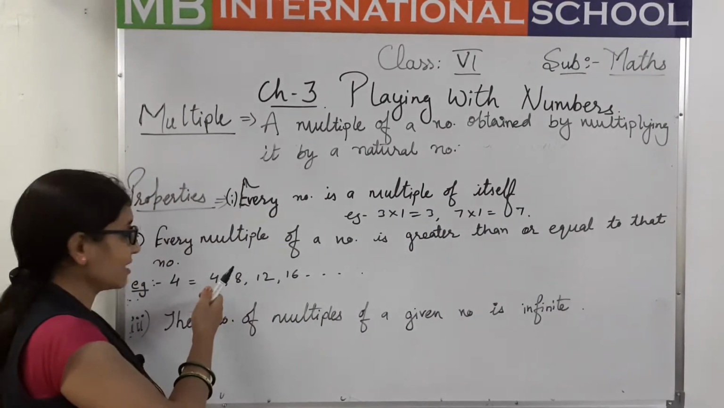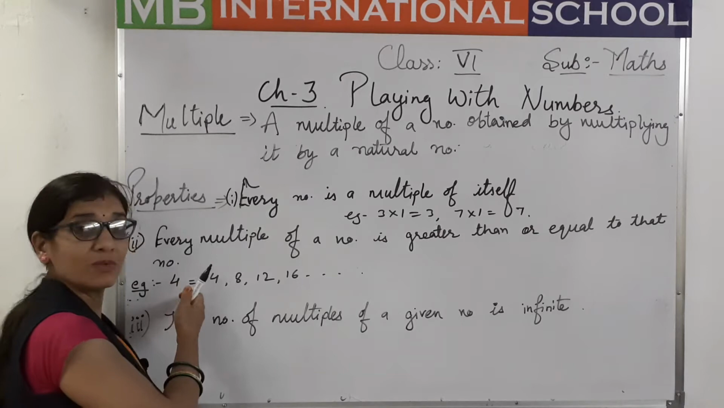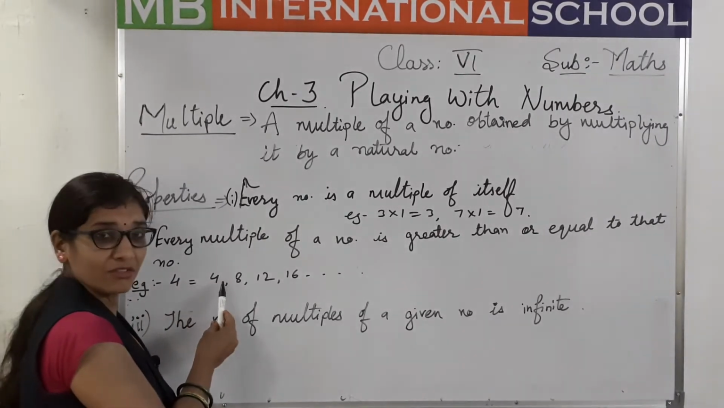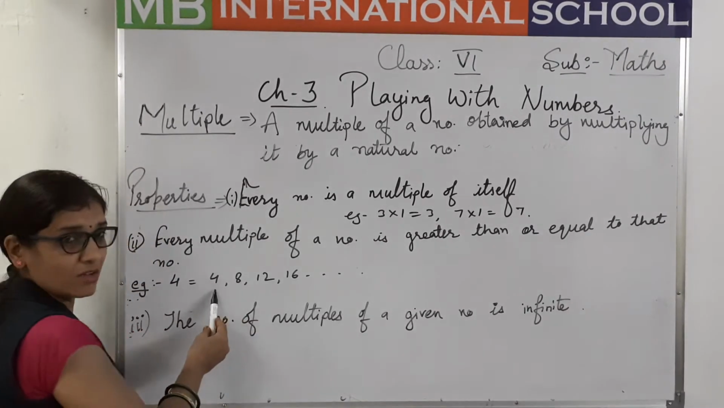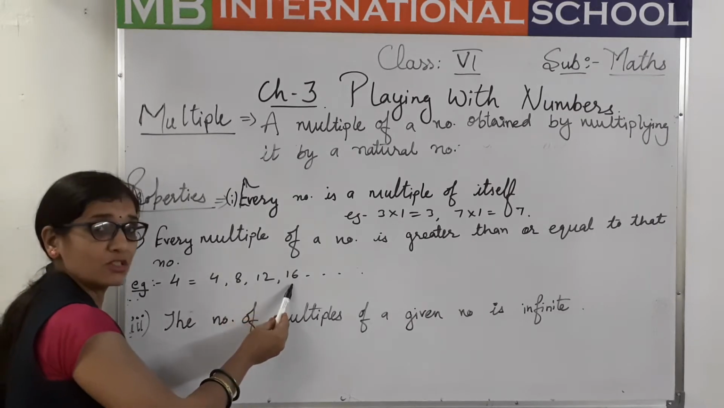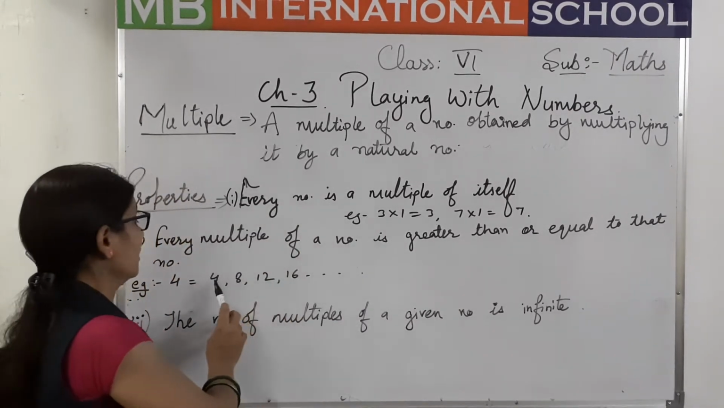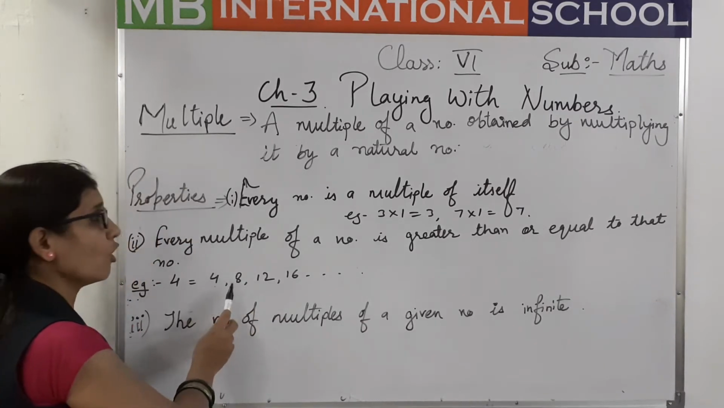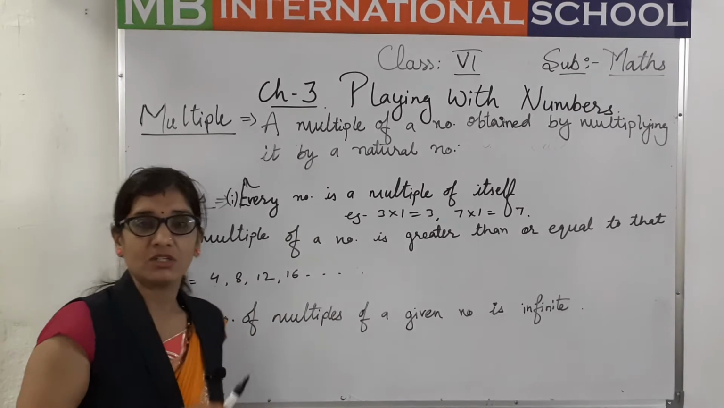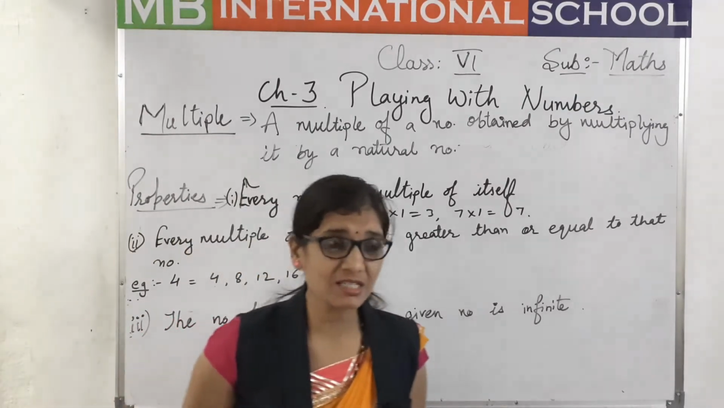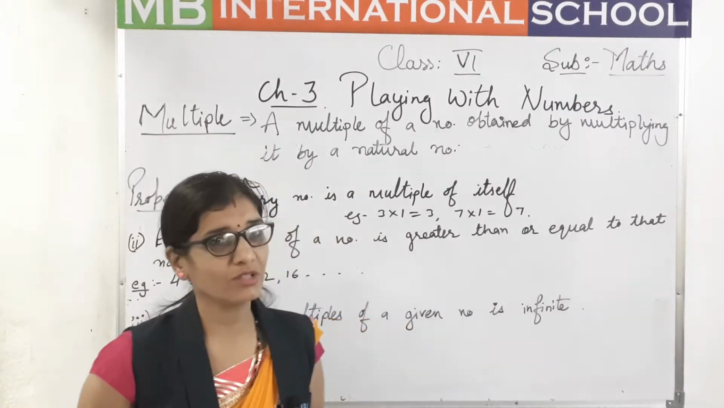By an easy example, we can see the multiples of 4. Just now I told you 4 1s are 4, 4 2s are 8, 4 3s are 12, 4 4s are 16. So we can find them infinitely, and they are greater than or equal to 4. So it means multiples are always greater than or equal to that number.